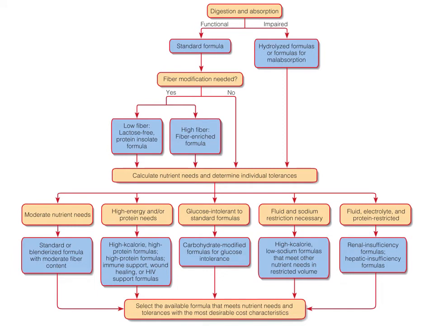And so here we can see, for example, one way to determine the different types of formulas you would need to use. So again, looking at different types of energy needs, looking at if somebody is having tolerance to carbohydrates, so they may need a limited carbohydrate formula, looking at if they needed sodium restricted or other types of electrolytes or increased protein.